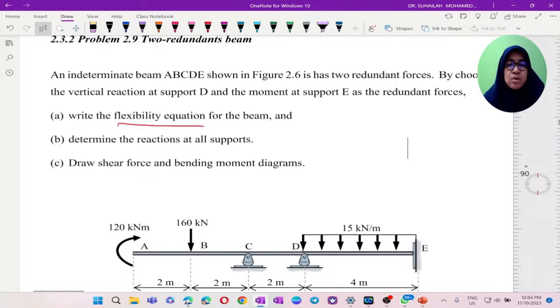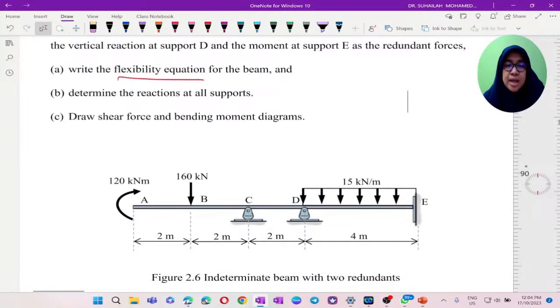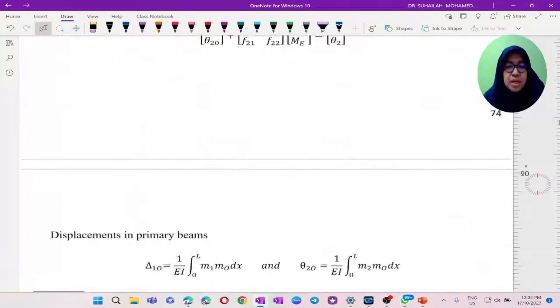Determine reaction at all supports. When we solve the flexibility equation, we get the redundant, and we solve the remaining using either simply the superposition method or the equation of equilibrium. And after that, you have to continue to draw the shear force and bending moment diagram. So this is just to enhance your skill.